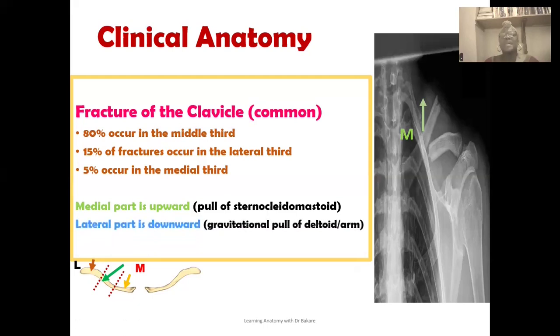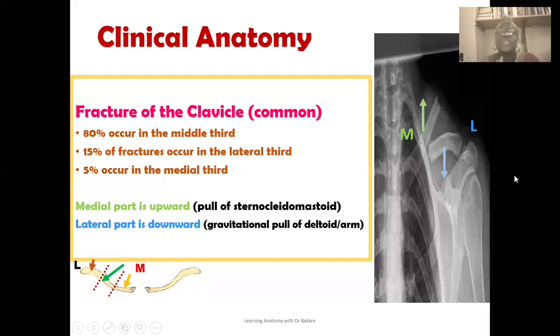And on the lateral side, you see that there's going to be a pull downward. This is the lateral region of the clavicle. So you see that the lateral component will be pulled downward. And this downward pull is as a result of the gravitational force of the deltoid muscle and also the arm. If you look at this region, we have the deltoid muscle. We say that the deltoid muscle is located on the anterior surface of the lateral one-third of the clavicle. And also at this lateral region, we have the upper limb fixing into the glenoid cavity of the scapula. So these two structures, the deltoid muscle and the arm, will be pulling this lateral component of the fracture downwards. And this is why you have this kind of presentation here.